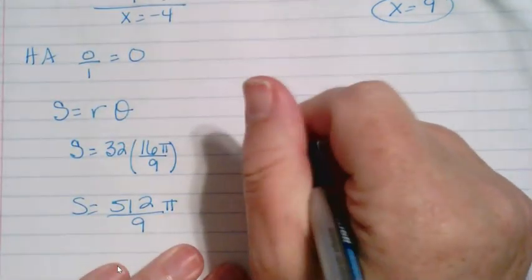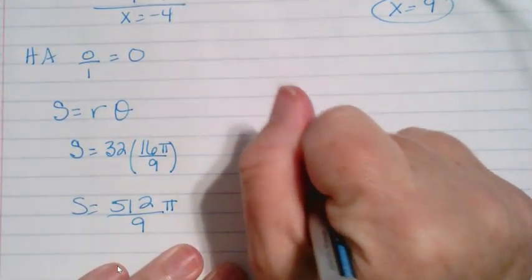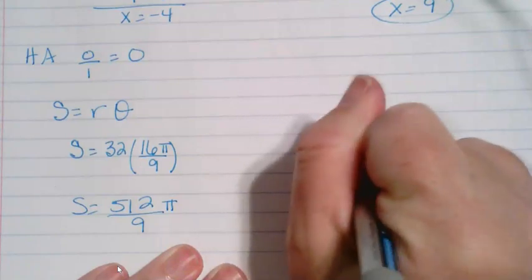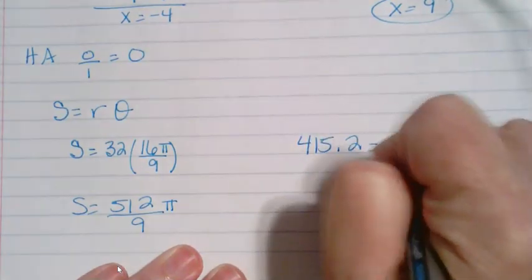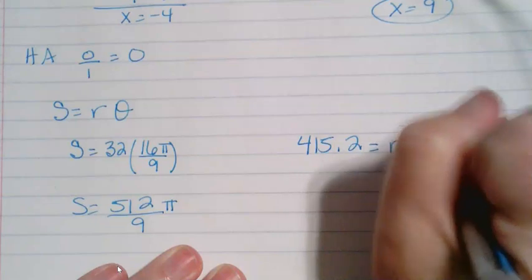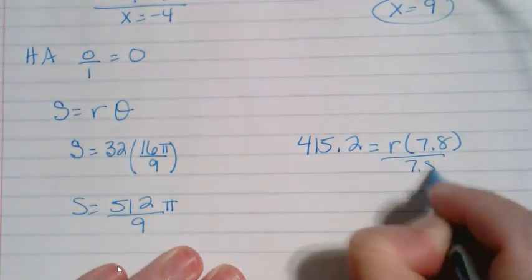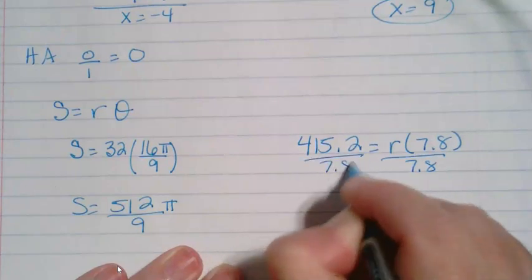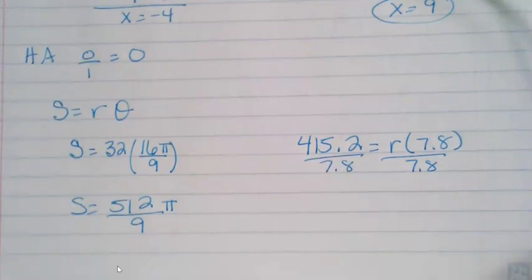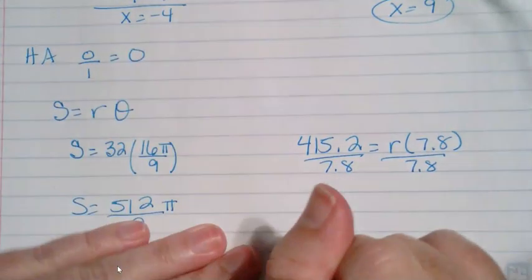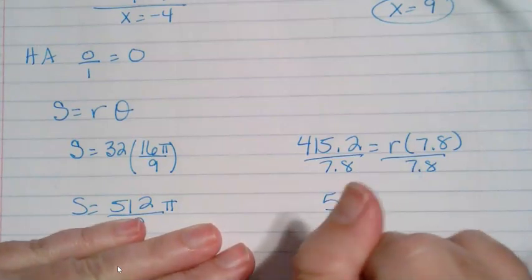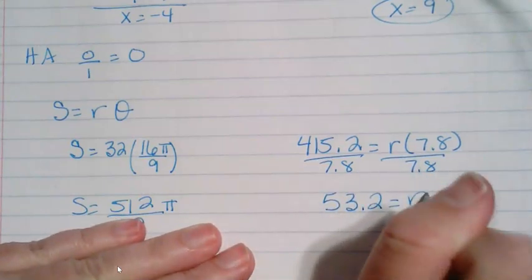So arc length was 415.2 equals R times 7.8. And all you're going to do is solve for R. So divide by 7.8. 415.2 divided by 7.8. And we have 53.2 equals R.